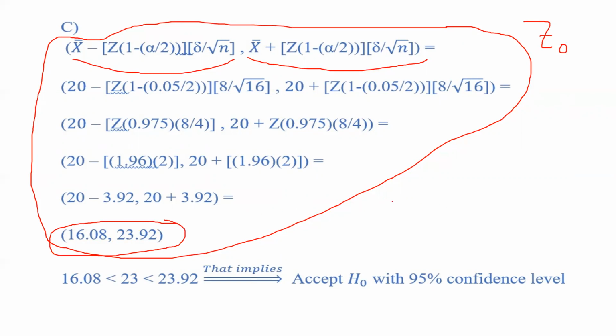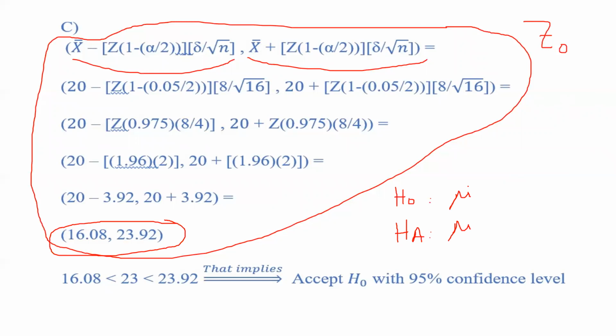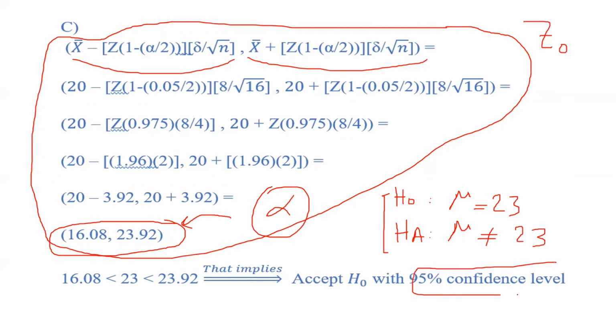What was the null hypothesis and alternative hypothesis? You should write them for sure in order to decide. The null hypothesis was whether mu is equal to 23 or not. The null hypothesis is mu equal to 23 and the alternative one is not equal to 23. So this is the null one, this is the alternative one. Now, you found out that this is the confidence interval based on alpha. So 1 minus alpha is your confidence level, which is 95% in this example.